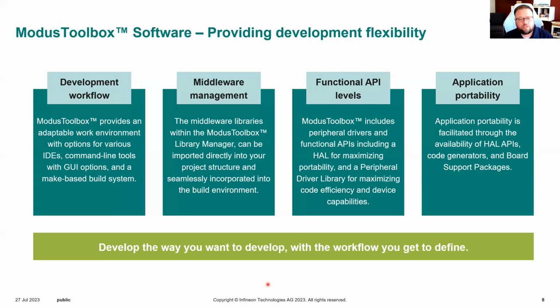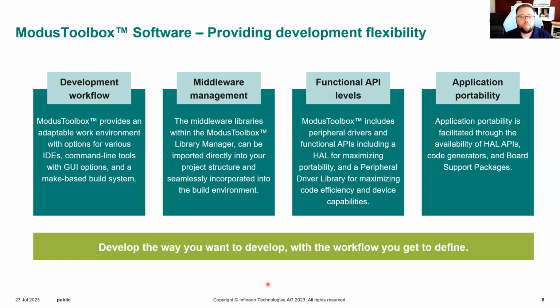Middleware management, and we'll show this a little bit. There are specific tools, the library manager, that bring in various libraries and software. I can bring in an RTOS or some type of connectivity library and easily integrate those into my application. When I actually start my development, I've got a range of API levels. So I can program at a very low level if I need to be very efficient or have all of the knobs and dials for a particular peripheral. I can use these low-level drivers. But if I'm working at a higher level, maybe I'm working with various connectivity stacks where it's a little bit further away from the hardware itself, I can use these hardware abstraction libraries.